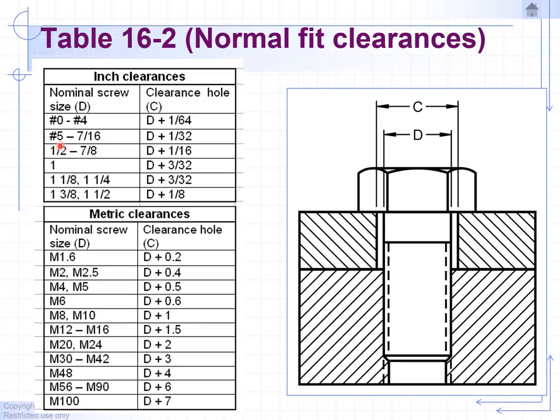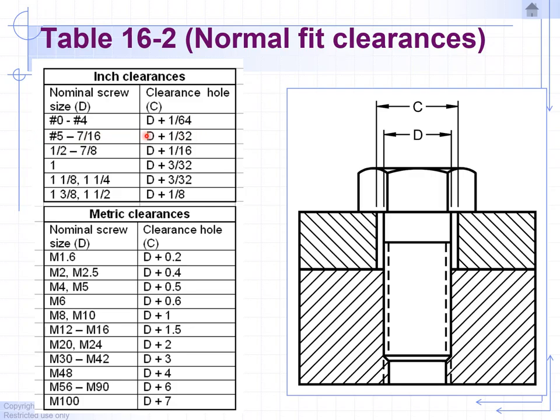Okay, and if it's below 1/2 inch diameter, then you add 1/32. So 1/32 is about 0.03. It's actually 0.03125, but it's 0.03. So add 0.03 to whatever diameter size you use.